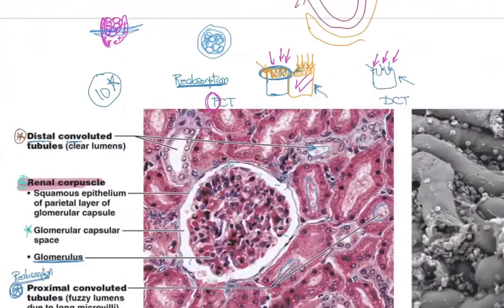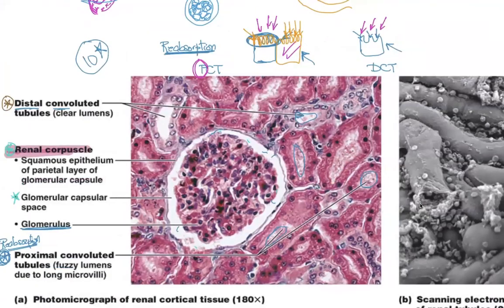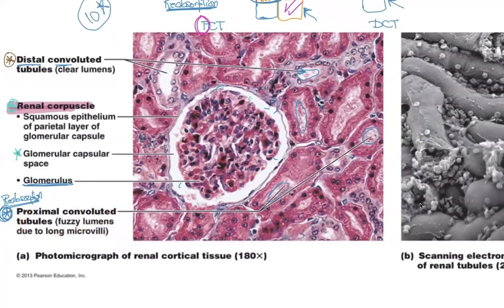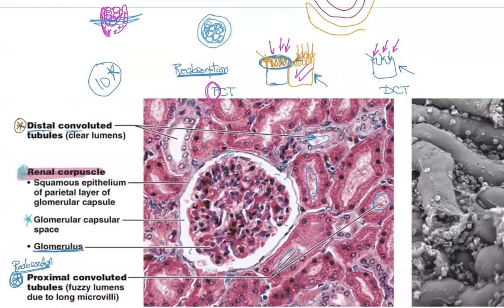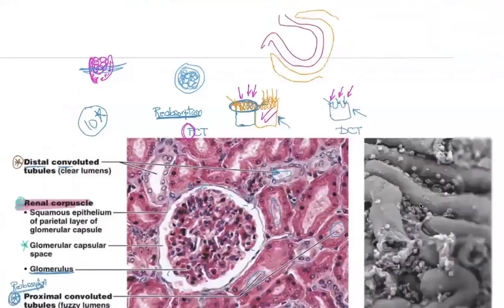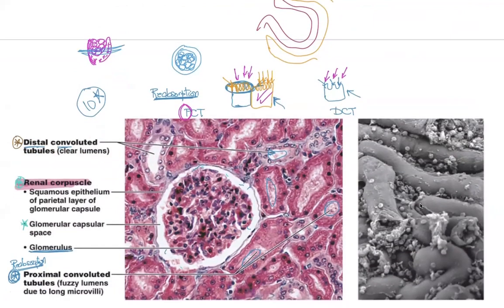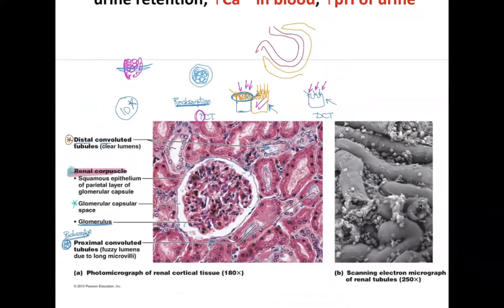Which one will have a fuzzy lumen again? The one that has microvilli, lots of microvilli. Those are my proximal convoluted tubules. And the ones with clear lumens, those are the ones with less microvilli, and those are the distal convoluted tubules. So those are pretty much all the diagrams that you need to remember for this exam.